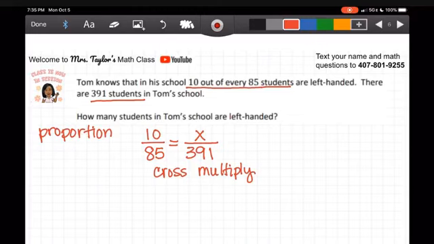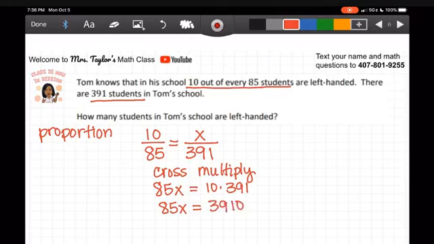So we're going to say 85 times x is equal to 10 times 391. And so 85x is going to equal 3,910. Now parents, if you are a parent of a 6th grader, your child is not allowed to use a calculator. That's just an FYI. So if you see them with a calculator, okay, do that long math.